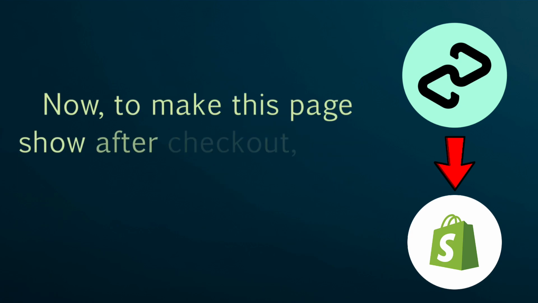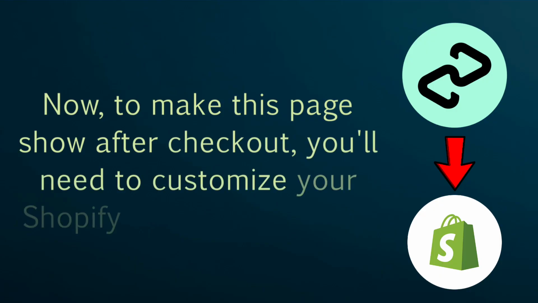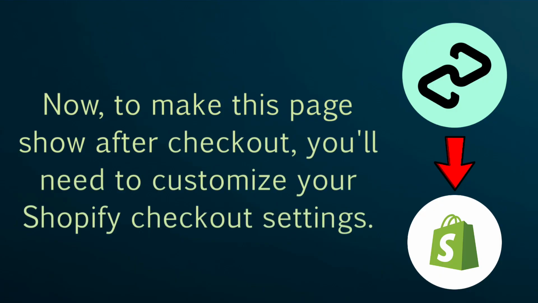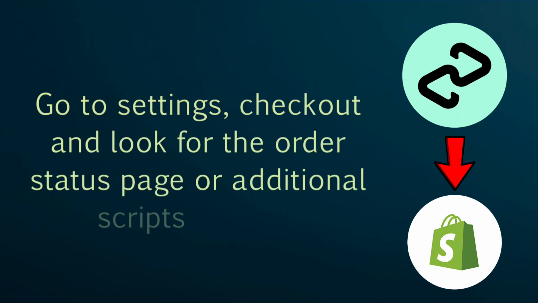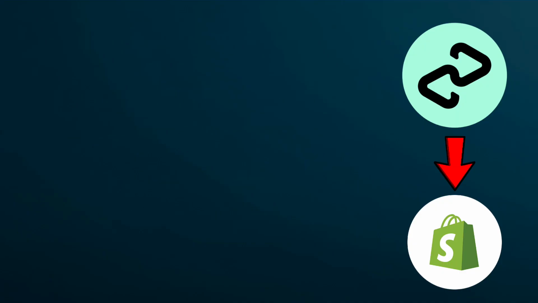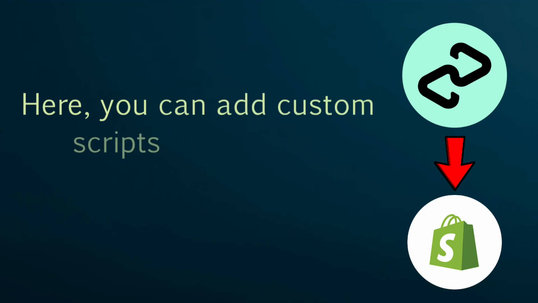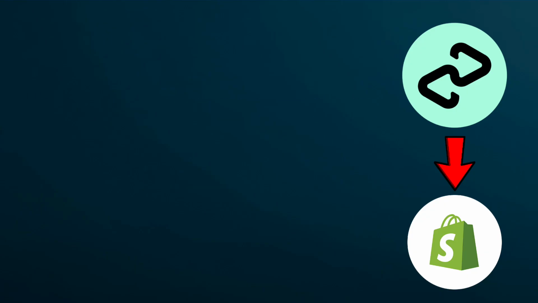Now, to make this page show after checkout, you'll need to customize your Shopify checkout settings. Go to Settings, Checkout, and look for the Order Status page or Additional Scripts section. Here, you can add custom scripts or redirects.